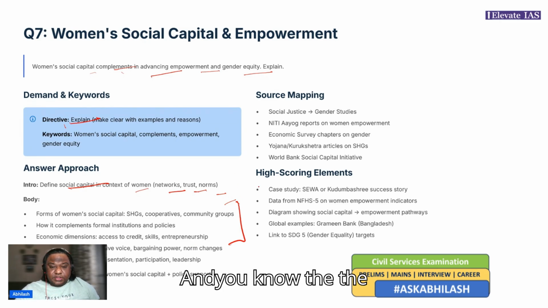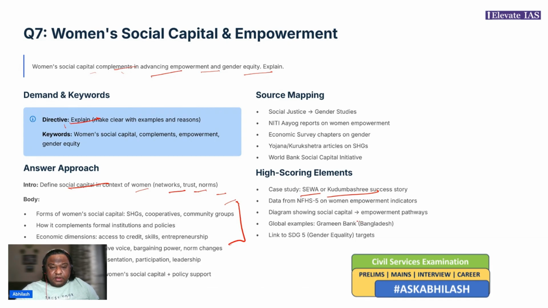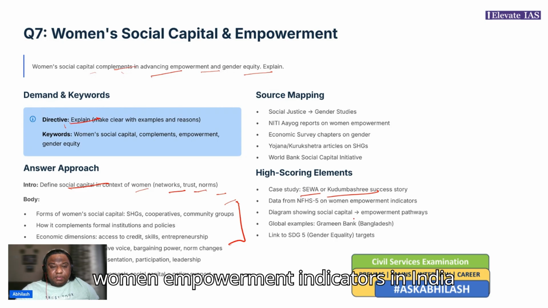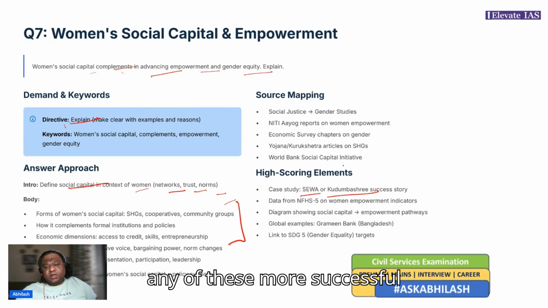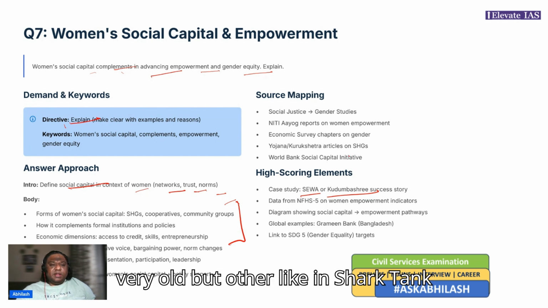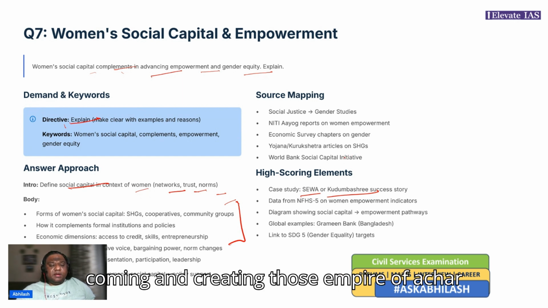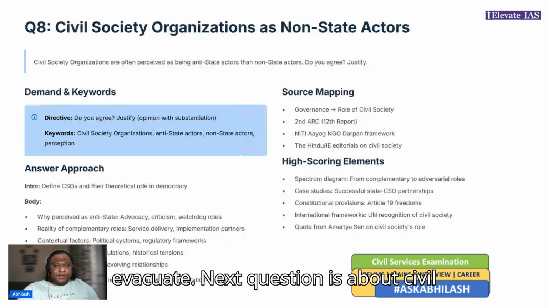And the SEWA or Kudumbashree success story works out a better thing than women empowerment indicators in India, how it has been. And if you can provide any of these small successful examples, maybe the Lijjat Papad has been very old, but others like on Shark Tank coming and creating those empires of achars and all that, which you see in current days, that would also add value to it.